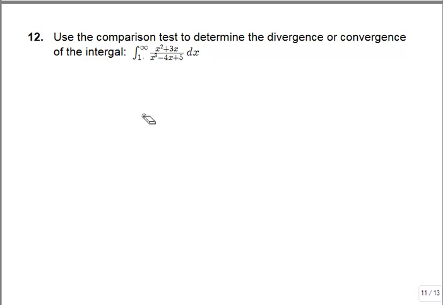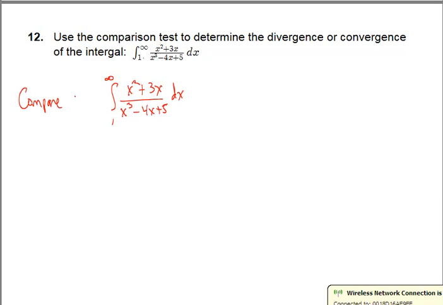So the idea here is that we want to compare the integral from 1 to infinity of x squared plus 3x over x cubed minus 4x plus 5 dx. We're going to compare that to a much simpler integral, 1 over x dx. Now, if you remember from earlier on in this lecture, this one actually diverges.